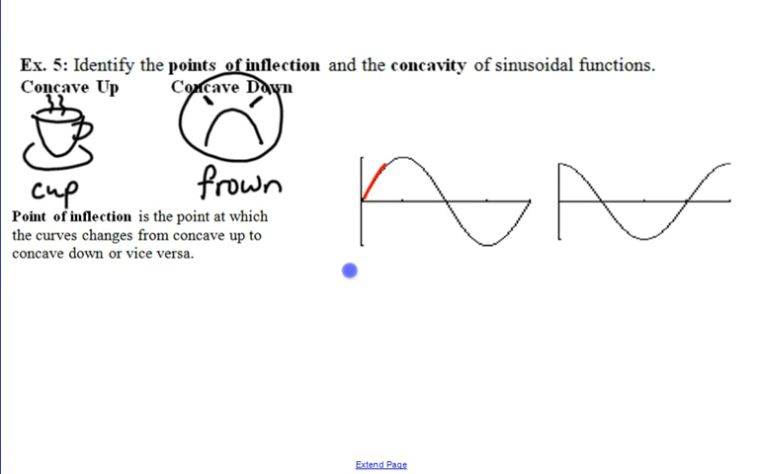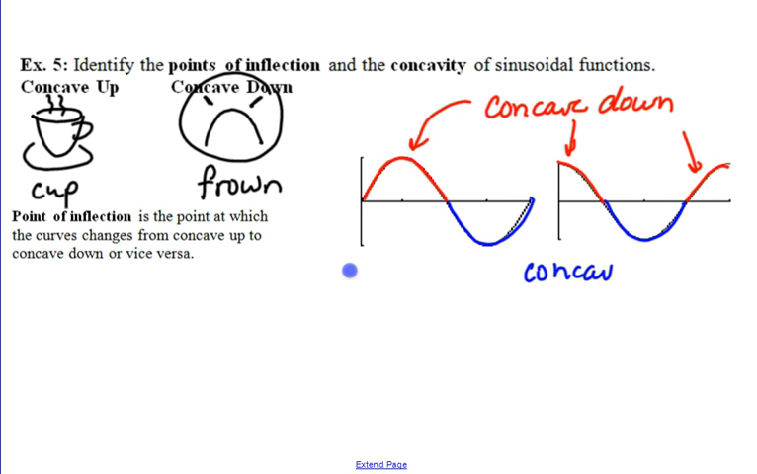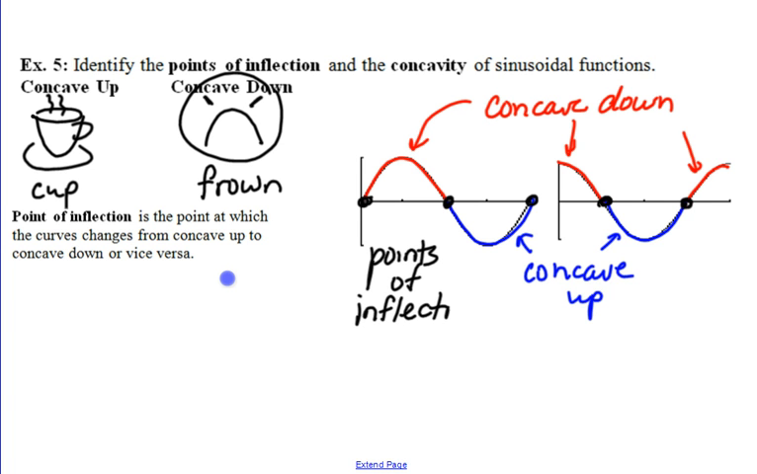We can identify sections of the graph that are concave up and down. So all these red values are all concave down. So these sections of the graph are all concave down. These blue sections of the graph here are all concave up. Now the point of inflection is the point at which the curve changes from concave up to concave down, or vice versa. So all these black points are all points of inflection. In other words, where does the graph change from being concave down to being concave up? And it turns out that these points are significant in that the slope of the graph at the points of inflection is at a maximum.